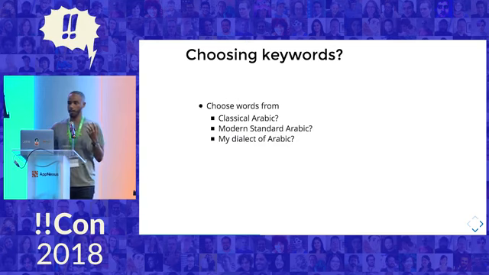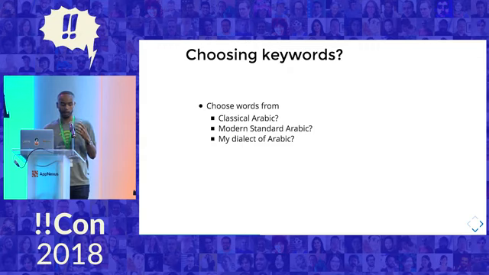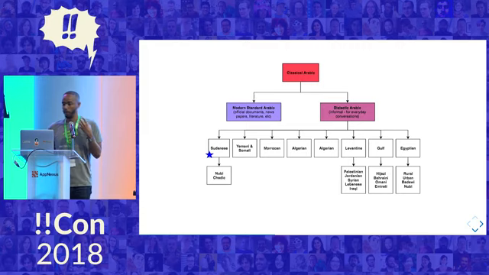But one thing that came into question while I was working on this is, how do I go about choosing keywords? Arabic is a big language. There's a lot of variety to it. There's classical Arabic, there's modern standard Arabic, and there's my own dialect of Arabic. And if you don't understand it, the tree is something like this, and it's an approximation.